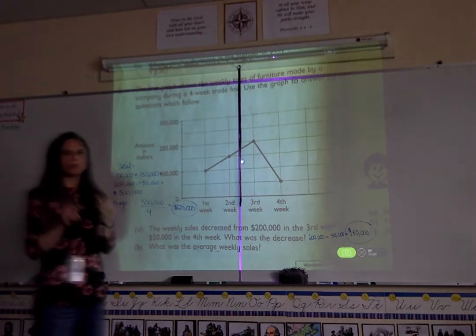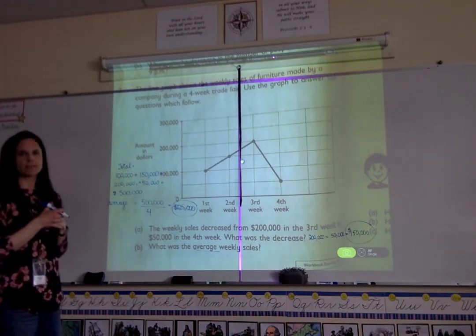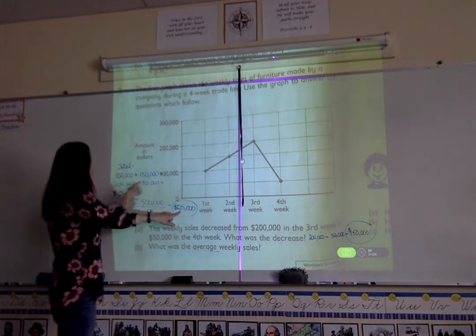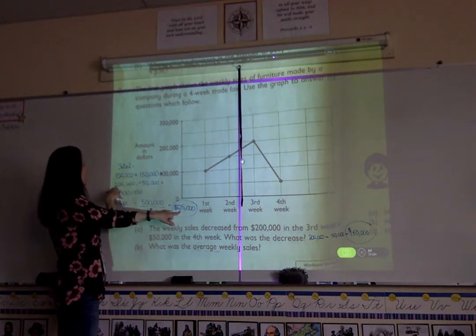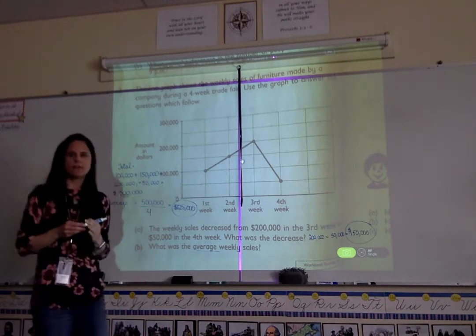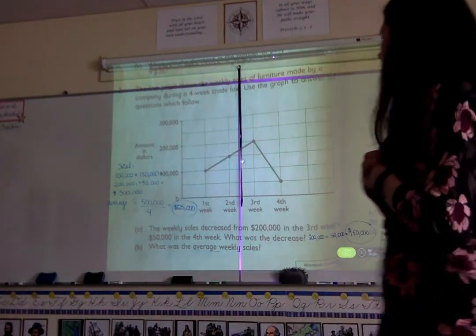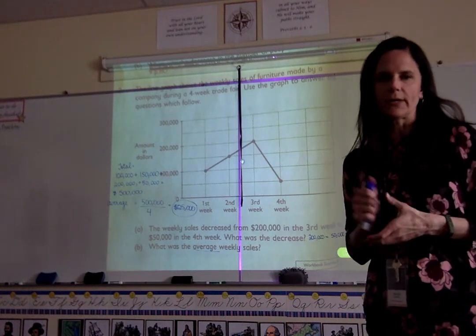And then we're going to do what we always do when we calculate an average. We're going to check to make sure it's reasonable. Take a look at your average, find your lowest amount, 50,000. It shouldn't be lower than that. Find your highest amount, 200,000. It can't be higher than that. It's not. So 125,000 is reasonable, and that is the average amount in weekly sales for the 4-week period.